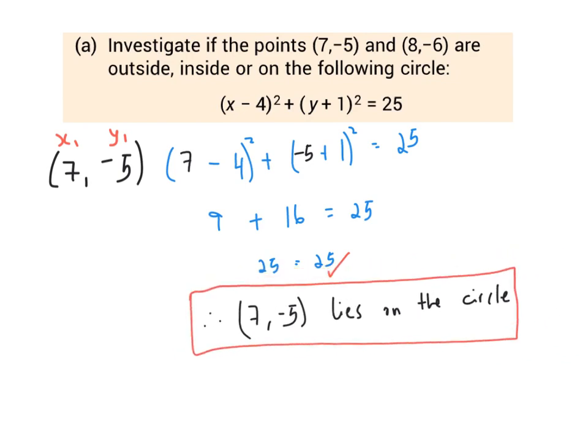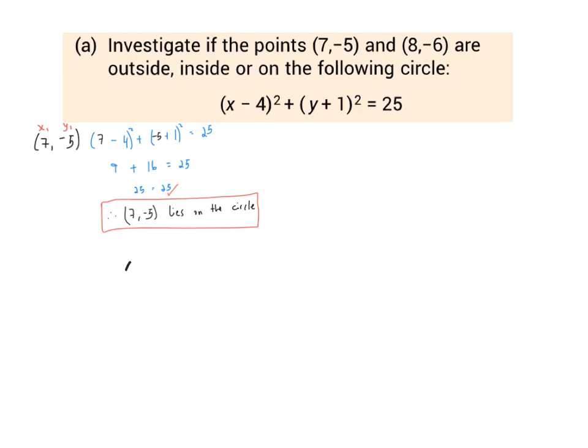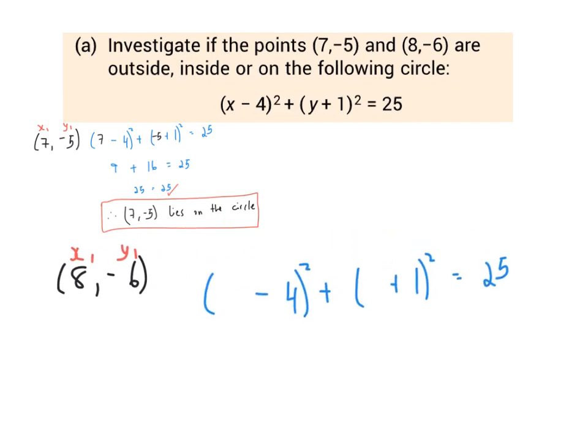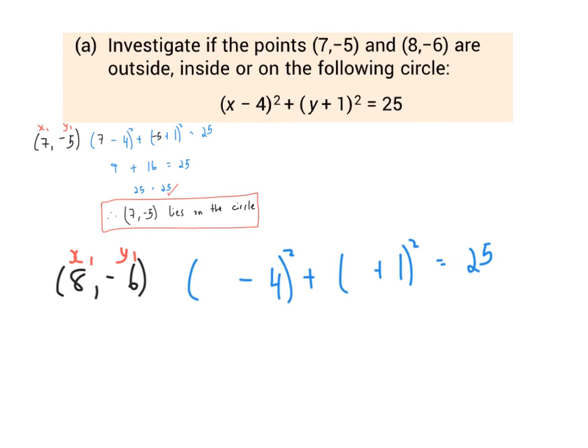Okay, so it's the exact same process with the other point. So we have the point 8 comma minus 6, and again x1, y1, and let's substitute it into our equation. So here we have our equation. That's going to give me 8 into here, minus 4 to be squared, plus minus 6 plus 1 all to be squared. And let's see what that gives us. 8 minus 4 is 4 squared, which is 16, plus minus 6 plus 1 is minus 5 to be squared, which is 25, equal to 25.